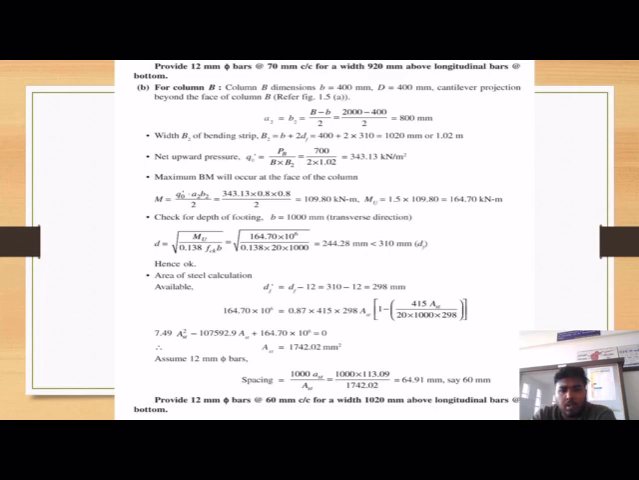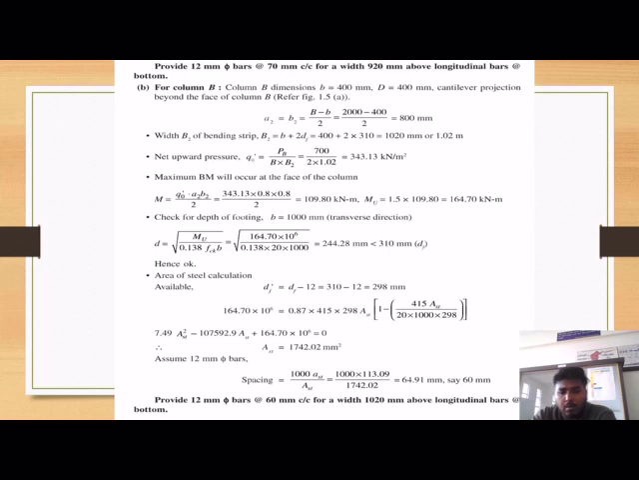Check for depth of footing. d is equal to the square root of Mu divided by 0.138 fck b, that is the square root of 164.70 into 10 to the power 6 divided by 0.138 into 20 into 1000. Ast is equal to 1742.02 mm square. Spacing is 1000 into 113.09 divided by 1742.02, say 60 mm.